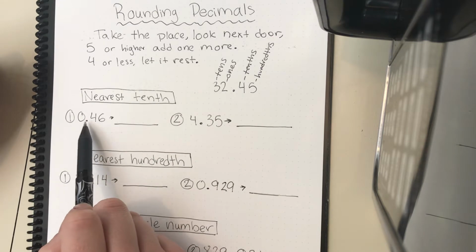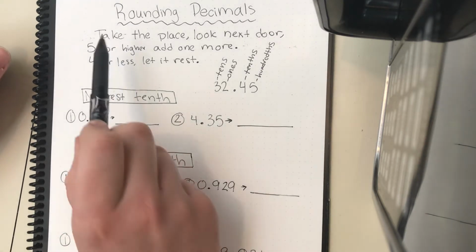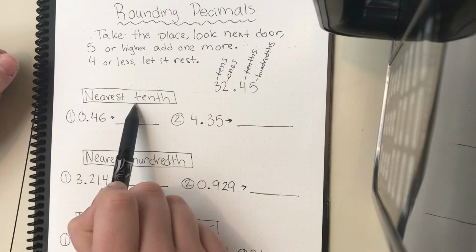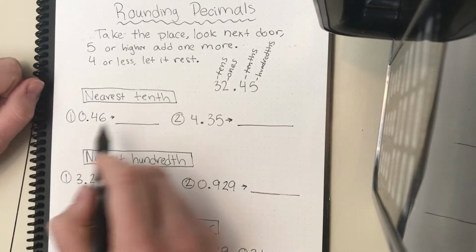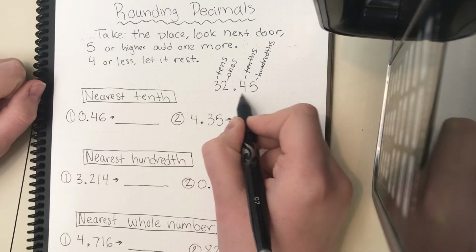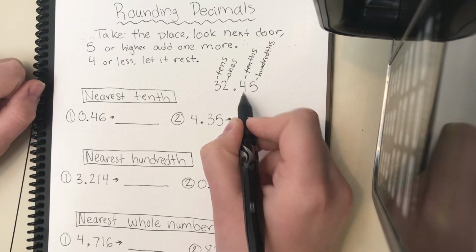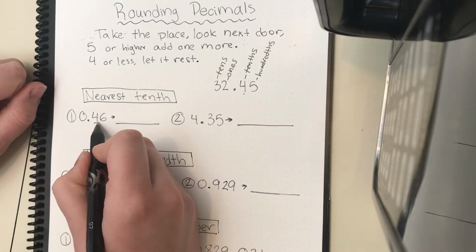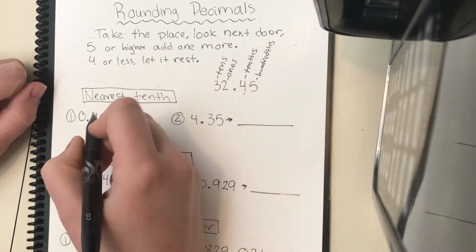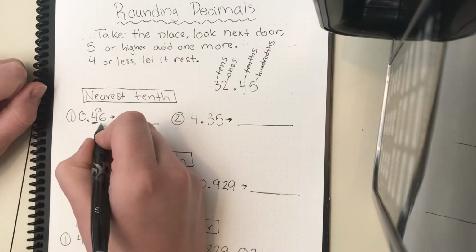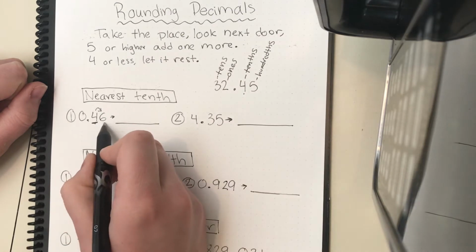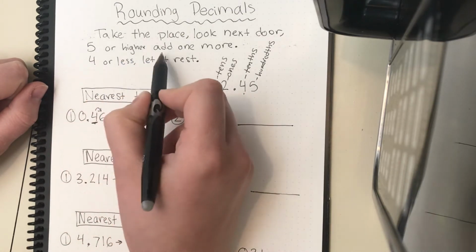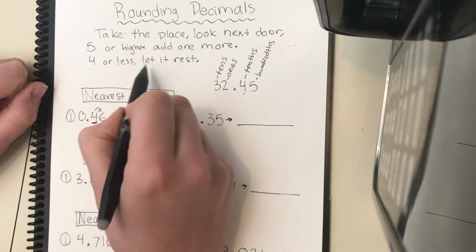Okay, so first we're going to be rounding to the nearest tenth. And our first one is 46 hundredths right here. So take the place. The place is tenths. We're rounding to the nearest tenth. So I'm going to take the place. Well, the tenths is right to the right of our decimal, so in our tenths place, we have a 4. Okay, so take the place. Look next door. That means the number to the right. Right here we have a 6. Take the place, look next door to the 6. 5 or higher, add 1 more. 4 or less, let it rest.